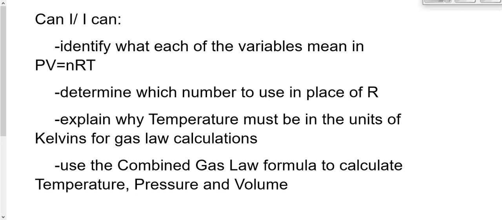I'm going to need you guys to practice using the ideal gas law formula. When you're done, I want you to know if you can identify what each of the variables mean in the formula PV equals nRT. Can you determine which number to use in place of R by matching it to the units that were given for the pressure? Can you explain why temperature must always be in the units of kelvins for gas law calculations? And can you use our ideal gas law to calculate temperature, pressure, and volume?